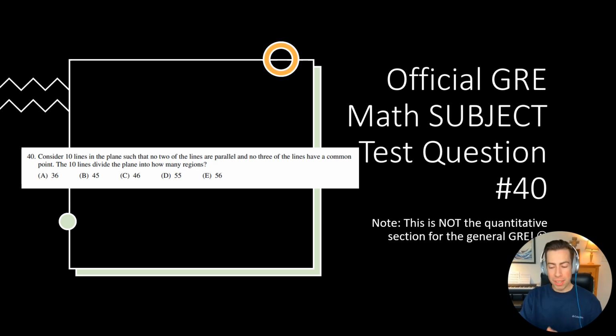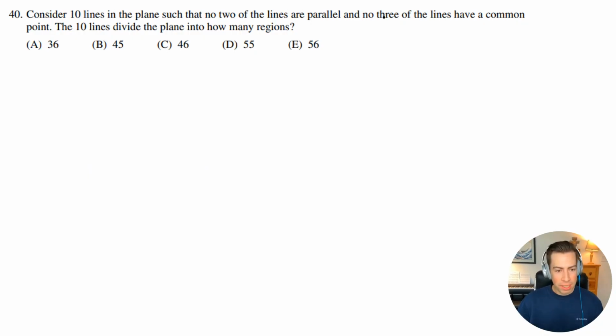Question number 40, let's get right into it. Consider 10 lines in the plane such that no 2 of the lines are parallel and no 3 of the lines have a common point. The 10 lines divide the plane into how many regions?